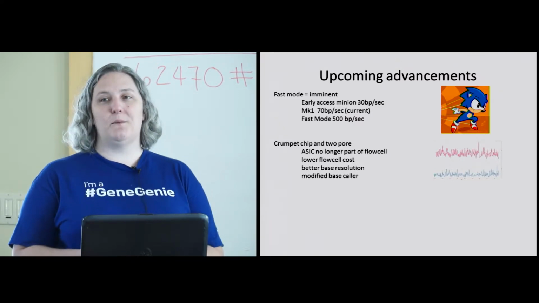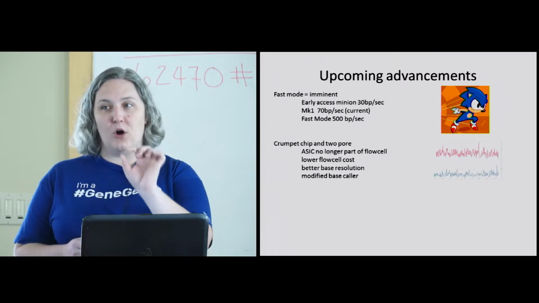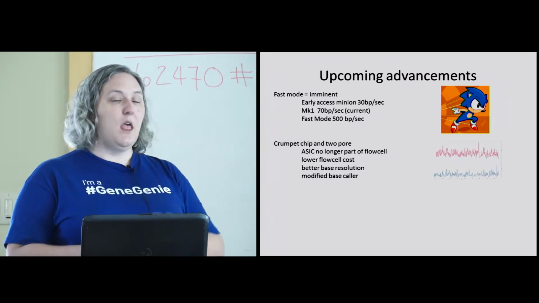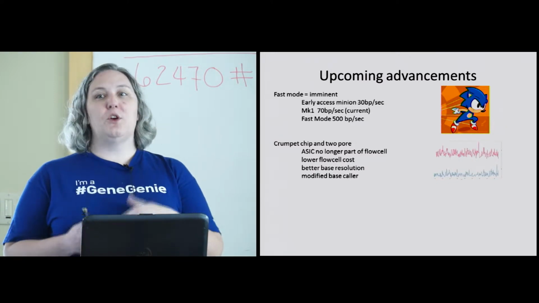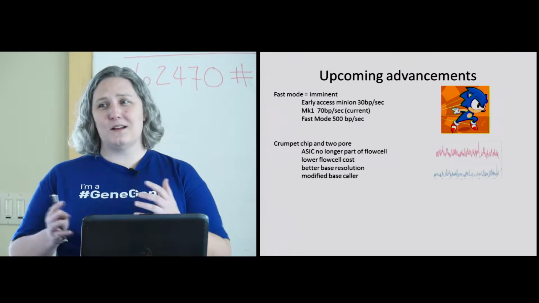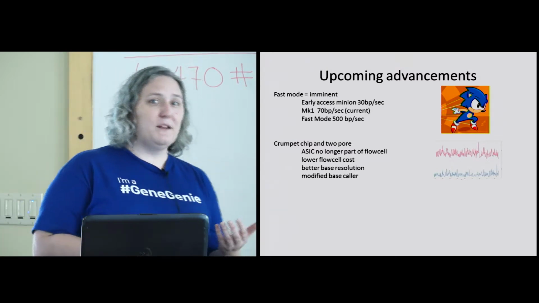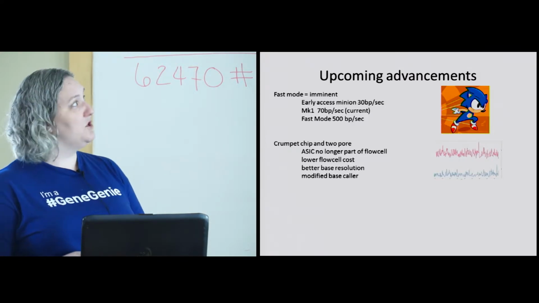So the Crumpet chip, in theory, will work with only the fluidics and part of the ASIC in the flow cell, and the rest of the electronics will actually be in the MinION. That reduces the overall cost of the flow cell, which right now runs about $1,000, so it's not that inexpensive. The Crumpet chip should reduce the costs for those flow cells, reduce your disposable costs.